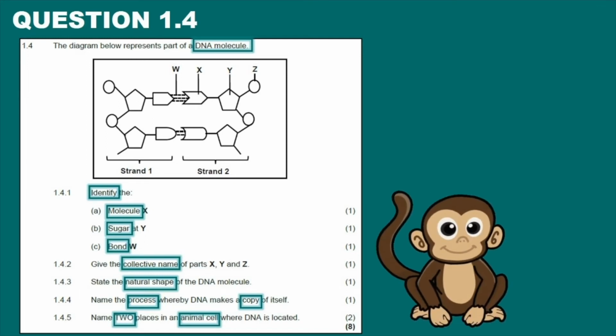Then question 1.4.5, they say name 2 places in an animal cell where DNA is located. So it's very important that you mention 2 places, because if you only mention one, you're going to lose a mark, and that it's specifically only in an animal cell.